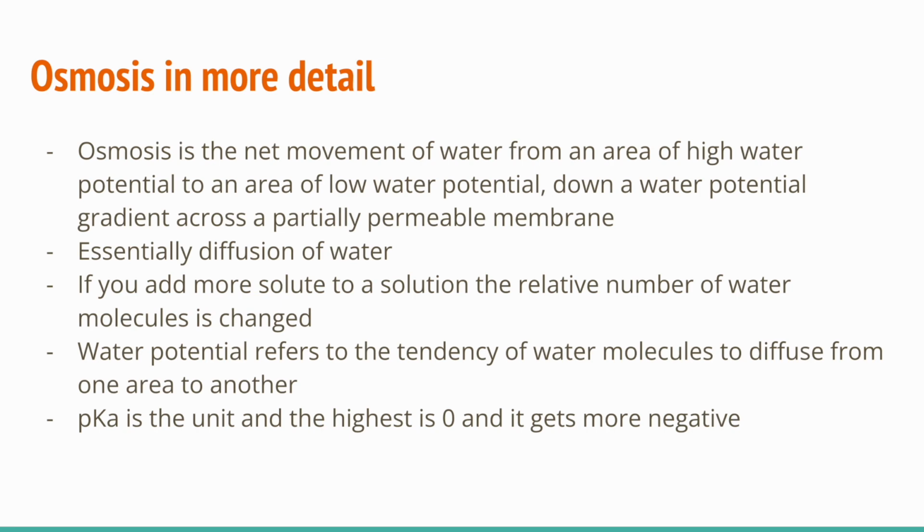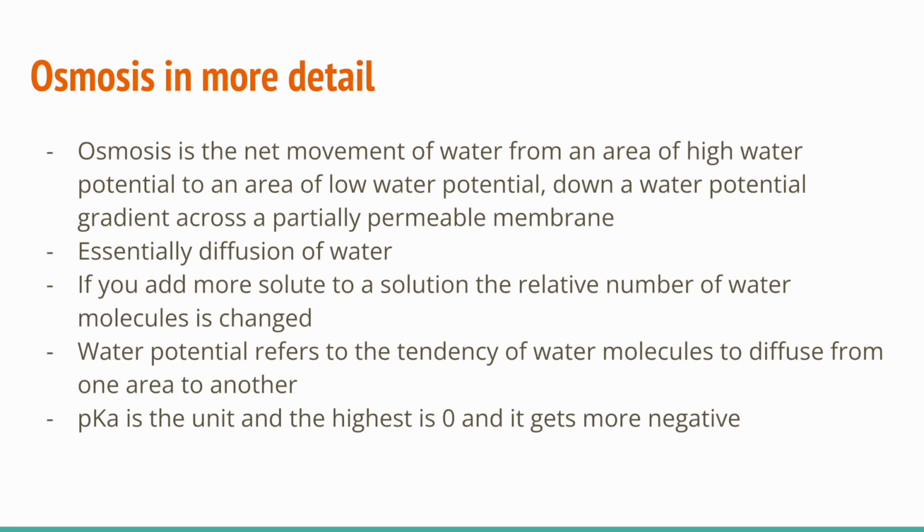So going into osmosis in a little bit more detail. As we mentioned, osmosis is the net passive movement of molecules from an area of high water potential to an area of low water potential down their water potential gradients across a partially permeable membrane. This, as we mentioned, is applicable only to water.